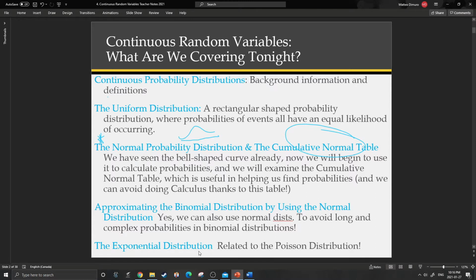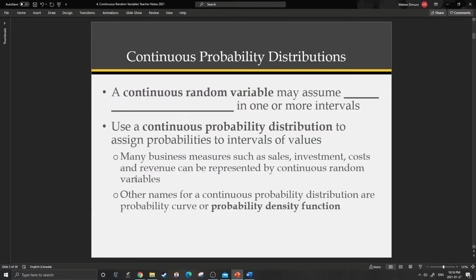It's related to the Poisson distribution. We cover it, but we don't cover it in great depth. Okay, some fill in the blank. So get your notes and fill away with me.